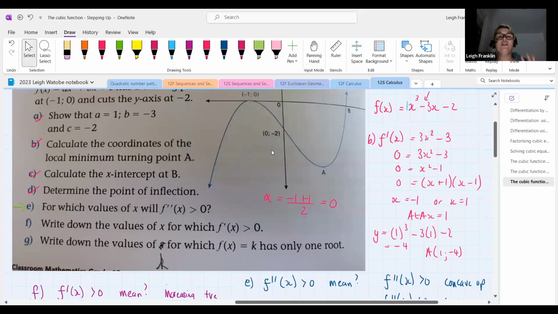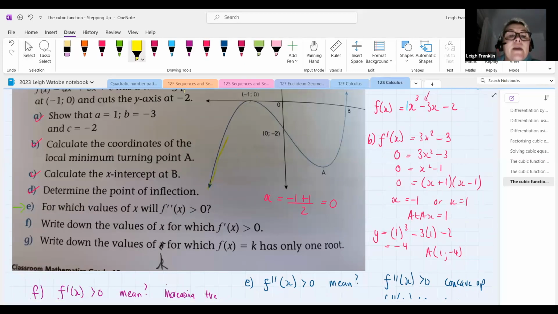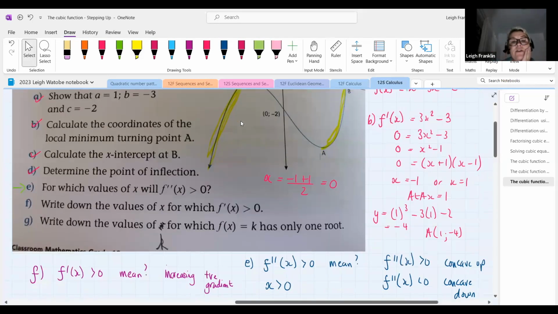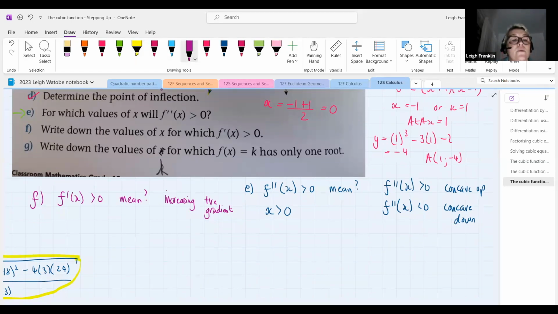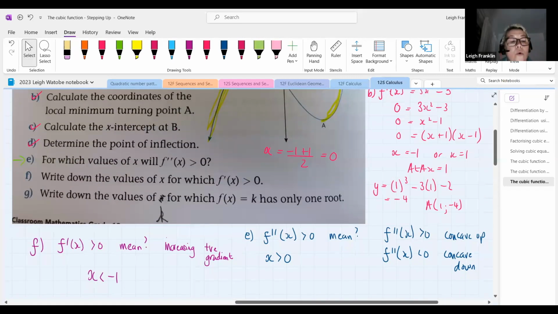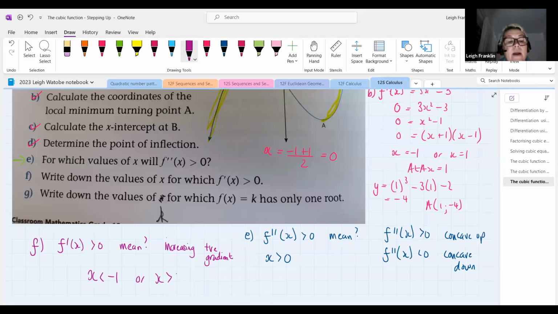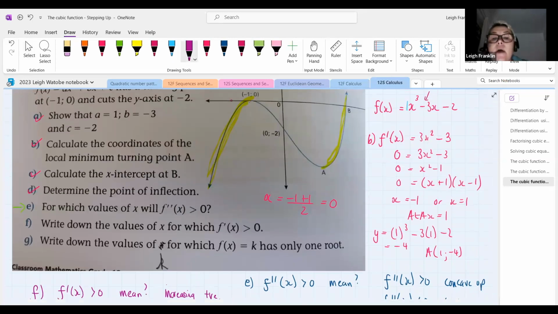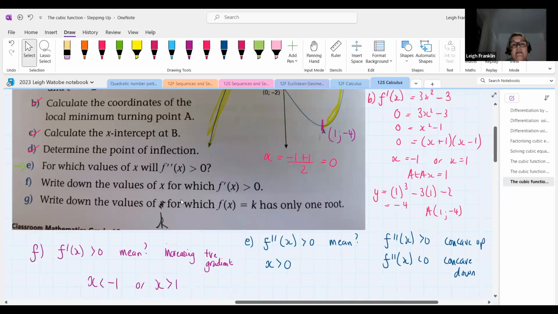Now remember, the gradient changes at the turning points. So the graph is going to be increasing over here, and over there. Between the turning points, it's decreasing. So this is going to be either where x is smaller than negative 1, or where x is greater than 1. Remember, at A, the coordinates were 1 and negative 4. So when x is a number that's smaller than negative 1, the graph is increasing. When x is a number that's bigger than 1, the graph is increasing again. Does that make sense to everybody?